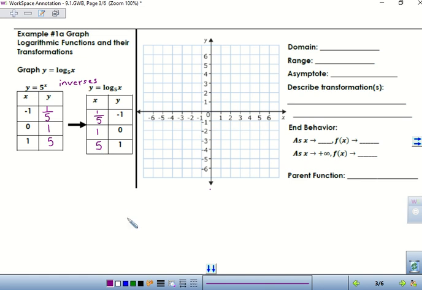So it's a tool to help us get the graph of the logarithmic function without knowing how to graph a logarithmic function. Now we're going to graph the new table that we just came up with: 1/5, negative 1; 1, 0; and 5, 1. And my points are going to look something like this.